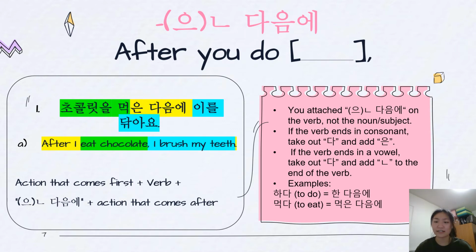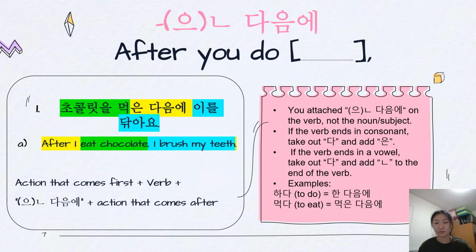So how do we write this into a sentence? First, you would have to write the action that comes first. Then you would put your verb and follow that up with 으 or 은 다음에, and then complete your sentence using actions that come afterwards. So, how do we actually put this into practice? You would have to attach 으 or 은 다음에 on the verb, not on the noun or the subject.